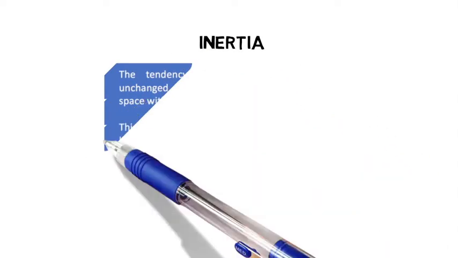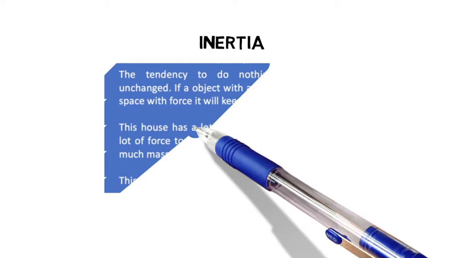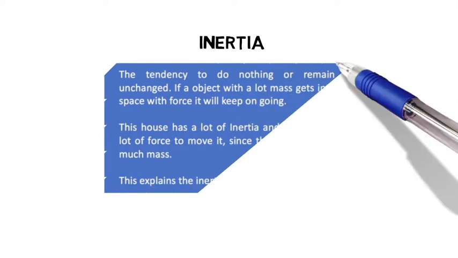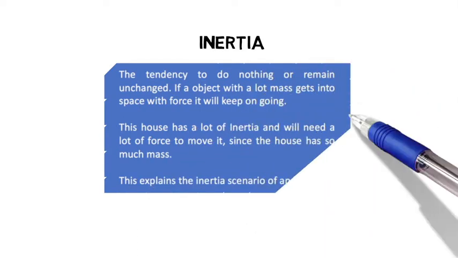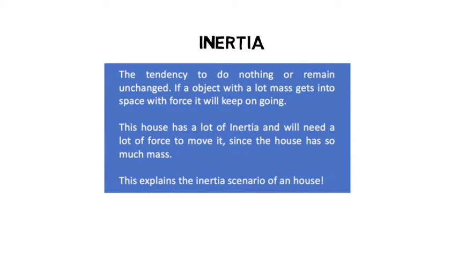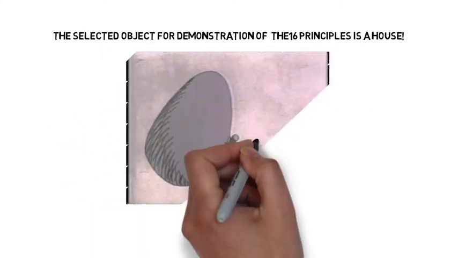So our first principle of Eureka is called inertia. Inertia is the tendency to do nothing or to remain unchanged. If an object has a lot of mass in it, it will take a lot of force to make it move. It's because it's lazy, and it's inertia. However, if you throw a rock in space, since there's no gravity in space, the rock will not stop moving because of inertia.